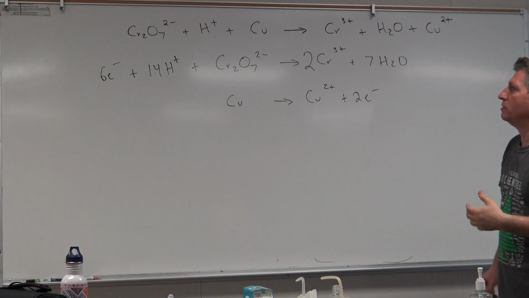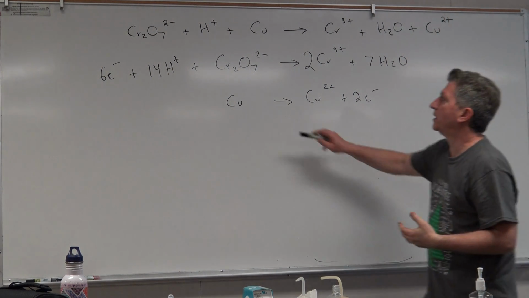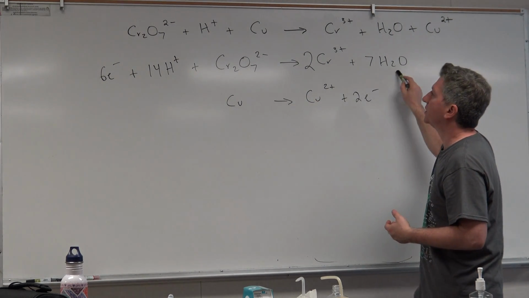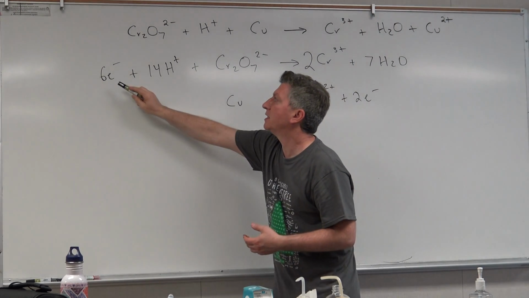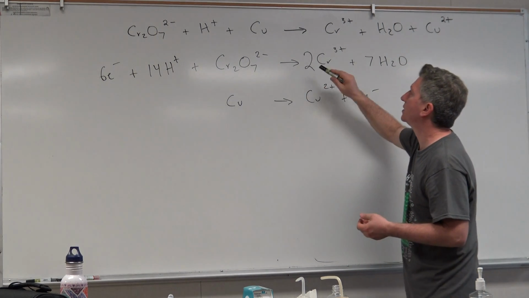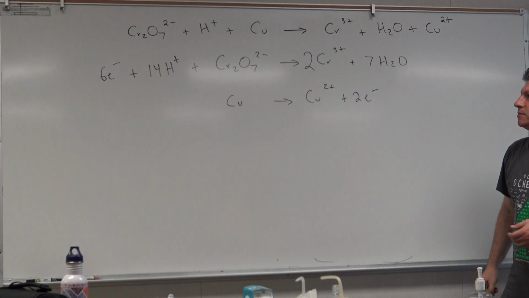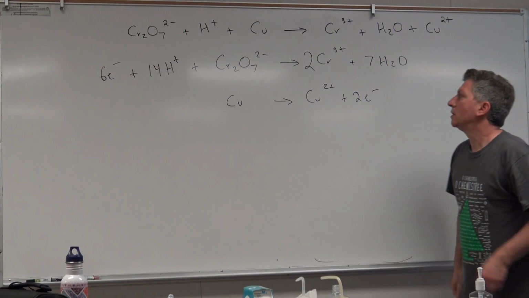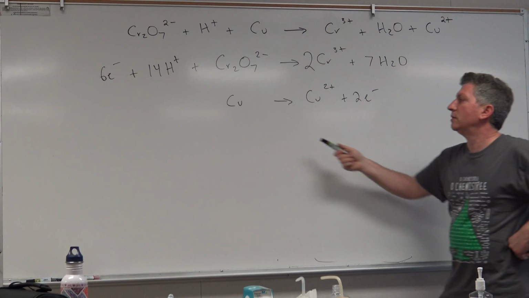Again, before we do anything, let's make sure we did it correctly. 2 chromiums, 7 oxygens, 7 oxygens, 14 hydrogens, 14 hydrogens. 6 minus 14 plus is 8 plus, 2 minus 6 plus, 2 times 3 is 6 plus. And then this one, 0, 0. Because 2 plus 2 minus is 0, and this is 0.